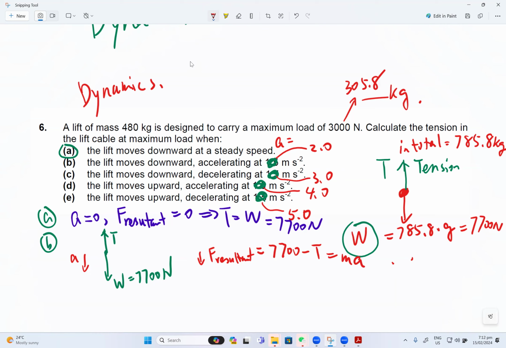Guys, I just changed the numbers from 1.5 to 2, 3, 4, 5. Try to finish the question B. A lot of schools are learning very slow. We're too fast, so we also can slow down a bit. Guys, try to finish question B. Because M is just 785.8 kg. Acceleration just 2.0. Calculate T.